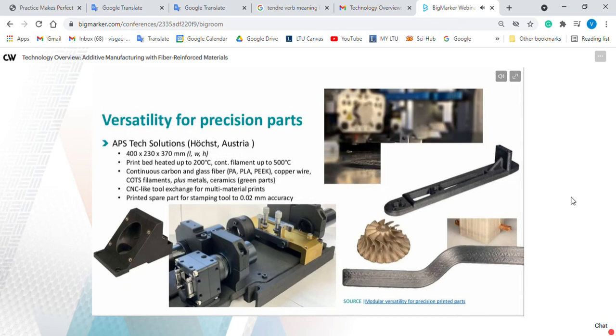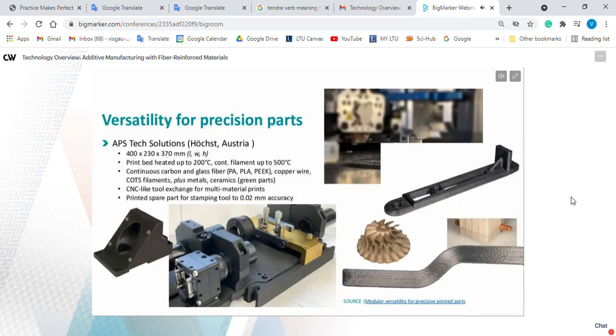Because of the environment they're in, making precision parts for machine tools, they are quite used to a CNC setup, and so they wanted to have a tool exchange. And that would allow them to use multiple materials in a single print. And so that's something that they've incorporated into the machine. In the lower left, you can see an example of some spare parts that were printed for their first customer who bought a machine, which is Stepper.